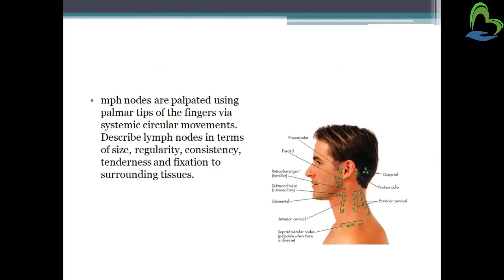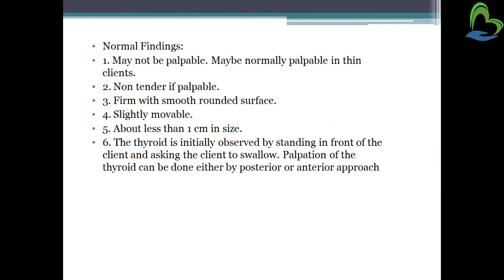The lymph nodes are palpated using the palmar tips of the fingers with systematic circular movements. We assess the lymph nodes in terms of size, regularity, consistency, tenderness, and fixation to the surrounding tissue. If there is any enlargement of a lymph node, you have to go further for biopsy, and it may be indicative of cancerous growth. The normal findings are that nodes may not be palpable, may be normally palpable in thin persons, not tender if palpable, firm with a smooth rounded surface, slightly movable, and less than 1 centimeter in size.